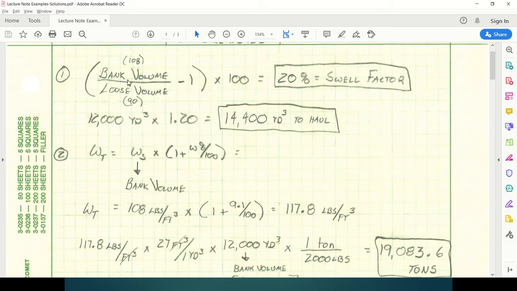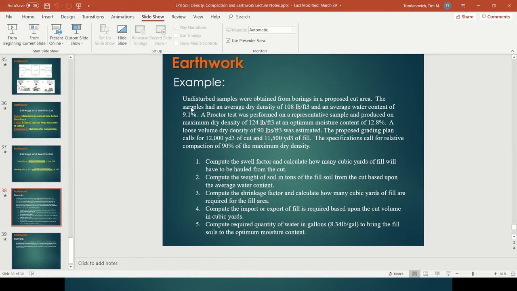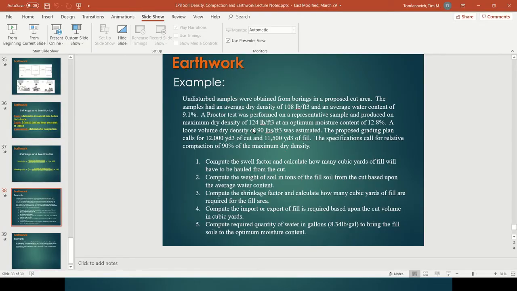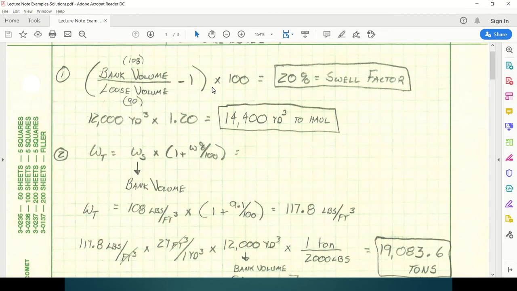So if I look at the formula here, bank volume divided by loose volume minus 1. The samples had an average dry density of 108 pounds per cubic foot. So 108 divided by our loose volume, the undisturbed samples, minus 1 times 100. So I have a 20% swell factor. All right, so 12,000 cubic yards times 1.20 equals 14,400 cubic yards to haul. All right, so that's number 1.